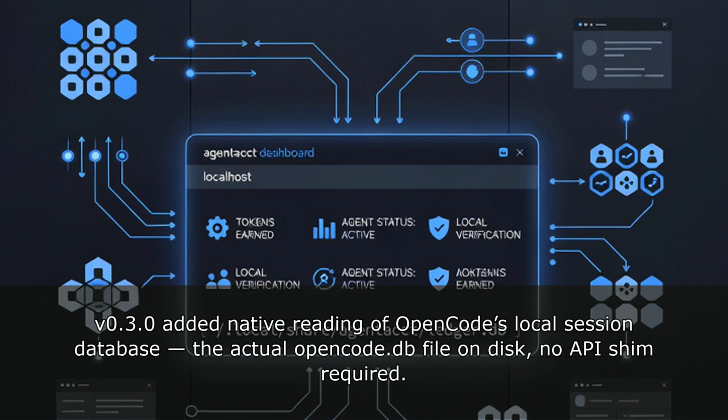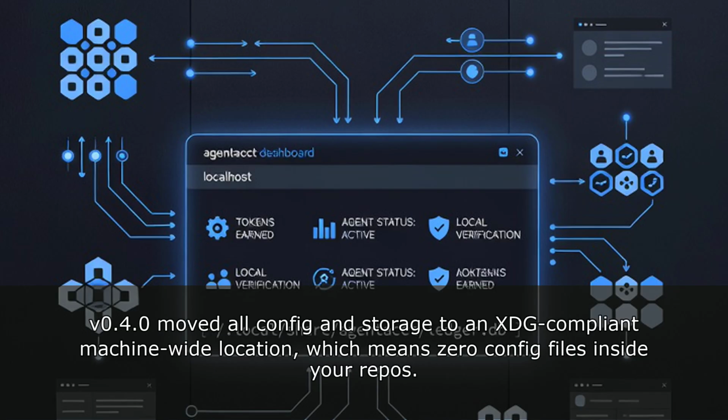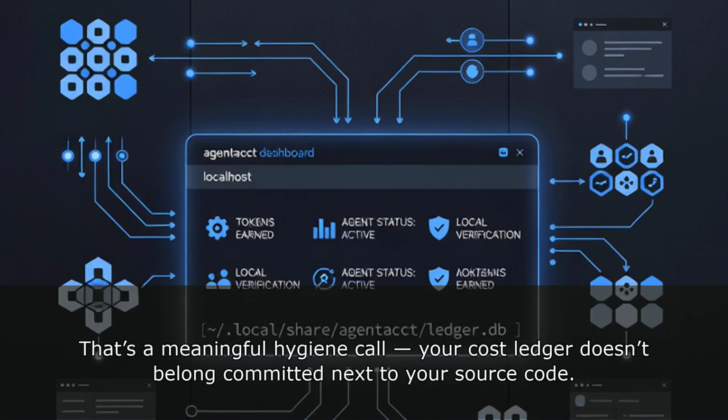v0.3.0 added native reading of OpenCode's local session database. The actual opencode.db file on disk, no API shim required. v0.4.0 moved all config and storage to an XDG-compliant machine-wide location, which means 0 config files inside your repos. That's a meaningful hygiene call. Your cost ledger doesn't belong committed next to your source code.